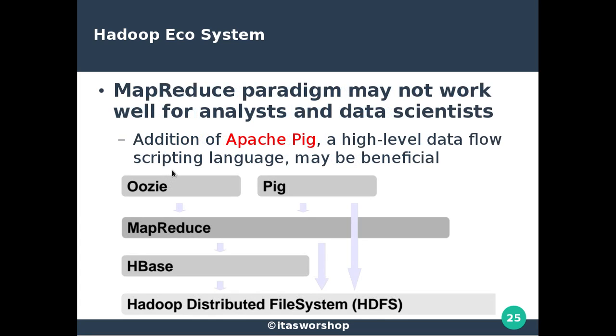Now the MapReduce paradigm may not work well for analysts and data scientists. Data scientists won't be dealing at developer level. They won't be directly writing MapReduce programs. So they can use Apache Pig, which is a high-level data flow scripting language. So it's a very easy scripting language. They write their script, that script gets converted into MapReduce, contacts HDFS and gives back the result. Or a Pig script can be directly dealt with HDFS. So this is how your architecture looks now: HDFS, HBase, MapReduce, Oozie and Pig.